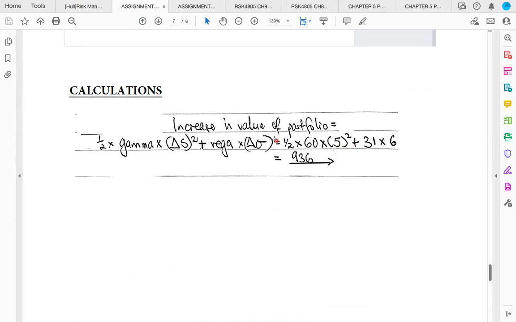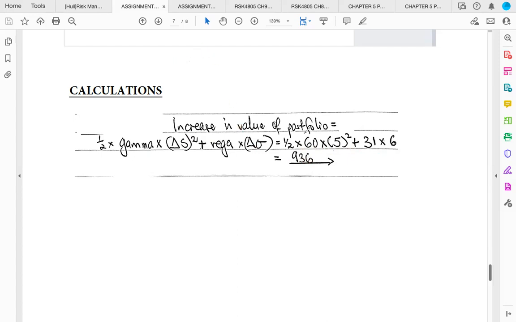To calculate the increase in the value of the portfolio, you just say 1/2 times your gamma multiplied by the change in the value of the underlying squared, plus the vega multiplied by the change in the volatility. You can do this calculation and you get 936, right? So it's just a matter of substituting.